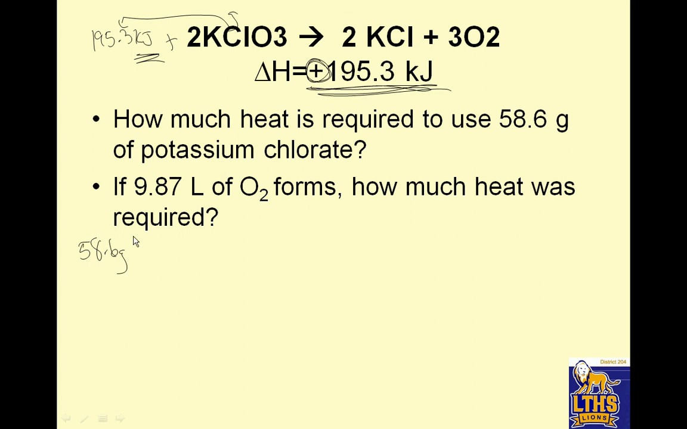58.6 grams of KClO3 times dividing by grams KClO3. Always go through moles, one mole KClO3. Little g stands for grams, little g stands for go to the periodic table. Potassium is 39.1 plus 35.45, that's chlorine, plus four oxygens at 48, and 122.55. Times dividing bar, moles KClO3.